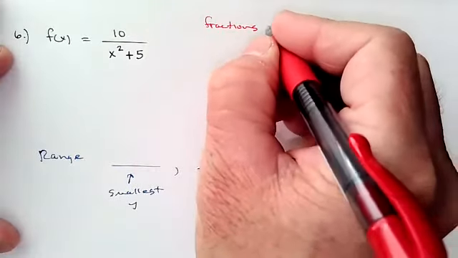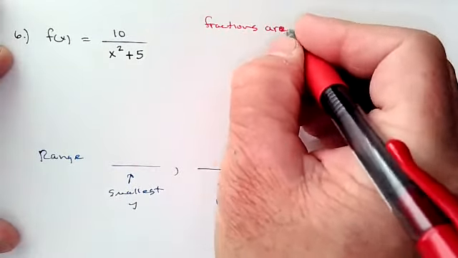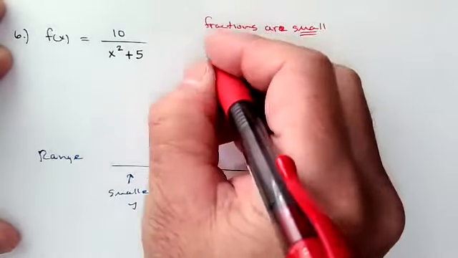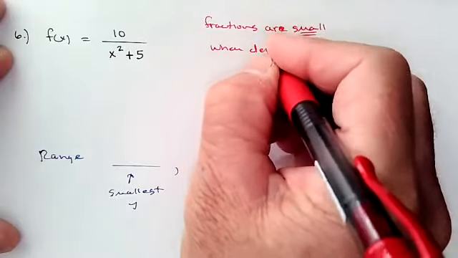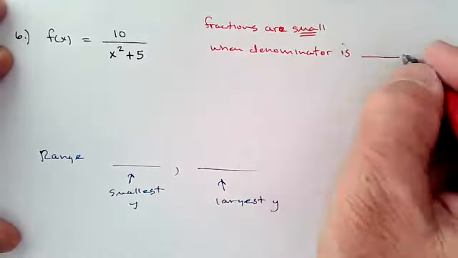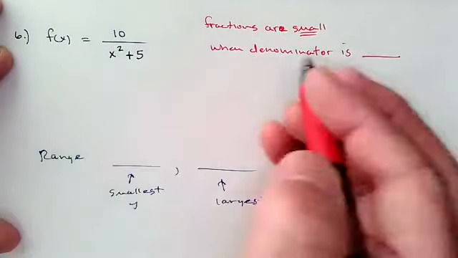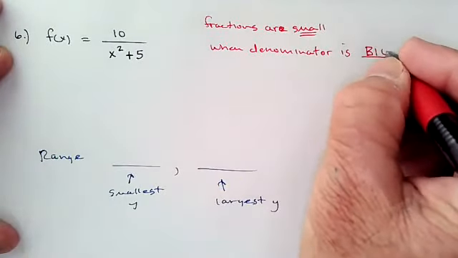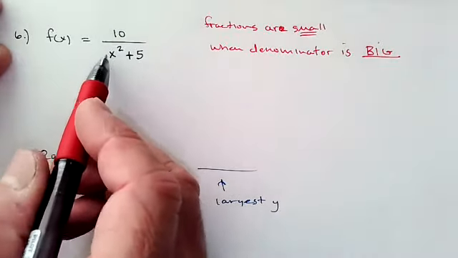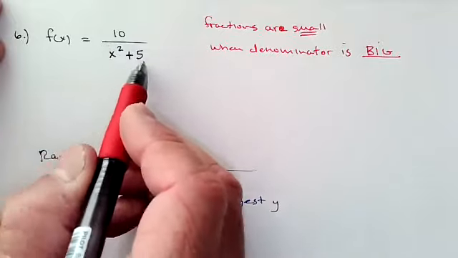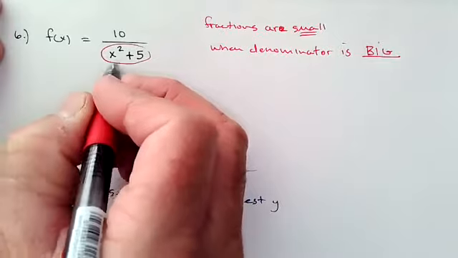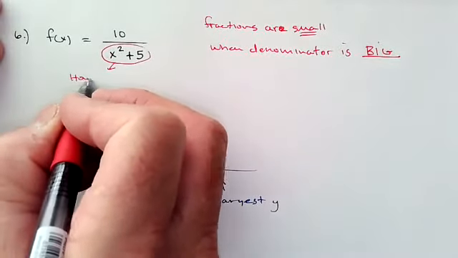Fractions, because this is a fraction, fractions are small, because that's what I'm looking for, when the denominator is what? What's the answer to that? A fraction gets small when the denominator is big, right? If the denominator is big, this whole fraction is going to get small. So the question I'm going to ask myself then is, how big could this denominator get? How big?